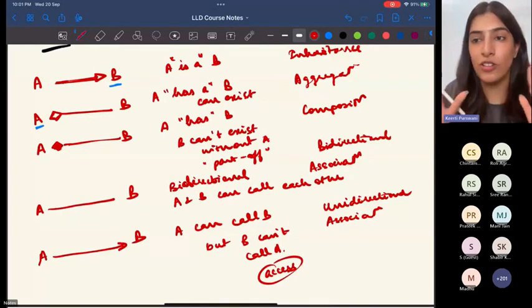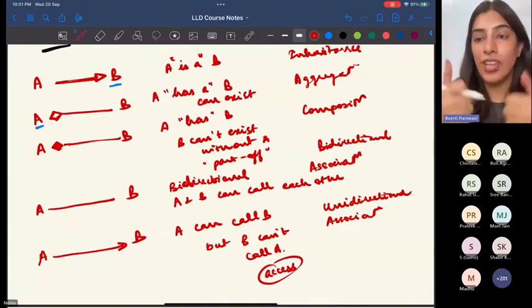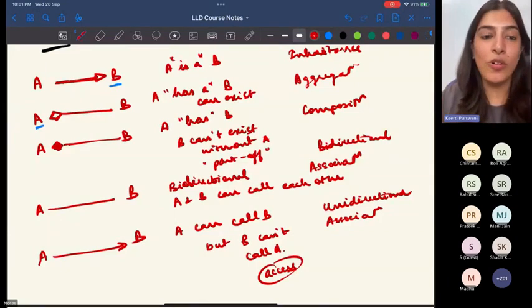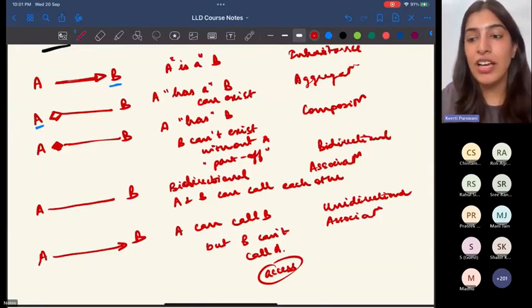I can see all the chats. Okay, very good. So now what we'll do is we'll take an example and try to understand more examples.